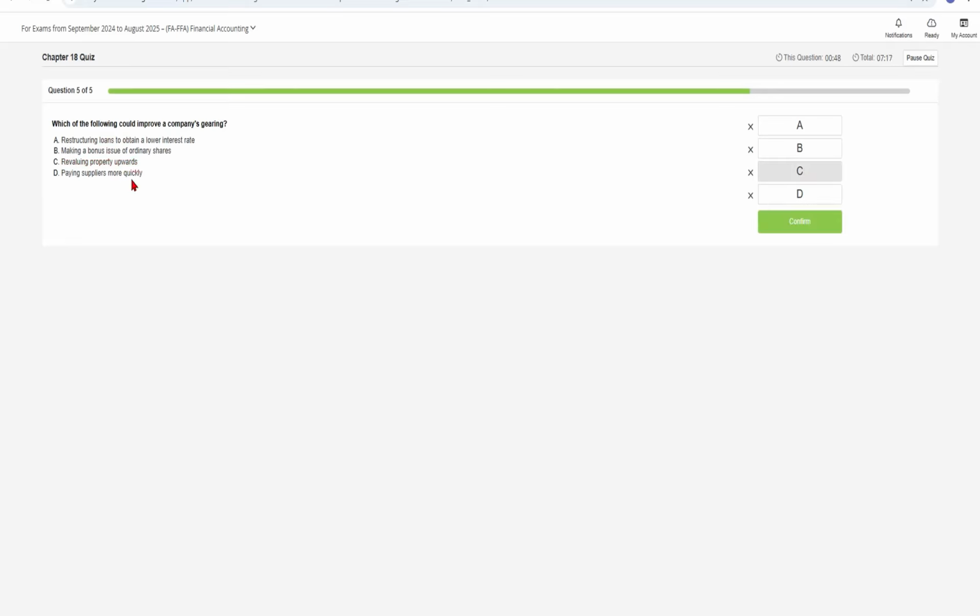Paying suppliers more quickly. Paying suppliers is part of current liabilities, and there is no relationship between gearing and current liabilities. So that's why it's incorrect.